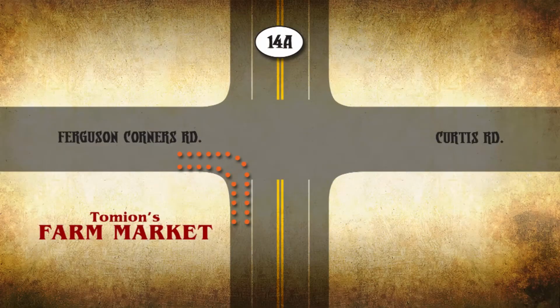It's important to keep in mind that there is a chute that we have put coming off Ferguson Corners onto 14A. This is a high-speed road, and you must stay within the chute on the large shoulder.